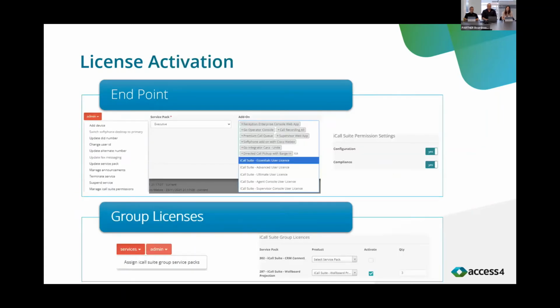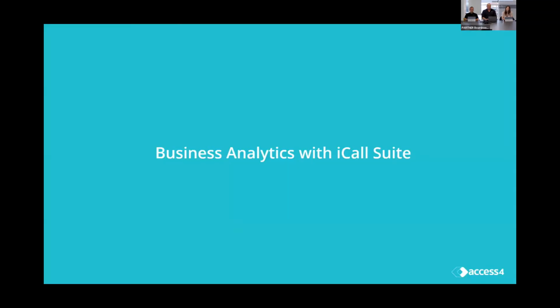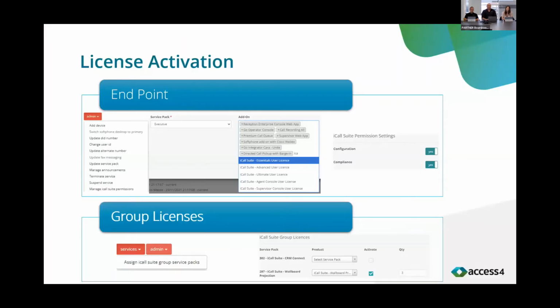Okay, the next one. So where to find them and where to activate them. On the endpoint, just like any other service with Access 4, if you want to assign an additional add-on, you go to the add-ons and then you add on the service pack. Also, with the endpoint, there's another icon that's been introduced, which is the iCall Suite permission setting. So you can actually restrict your customer from going in and changing data within the configuration. However, you will need to add this at the start to go in and modify the settings for your customer.